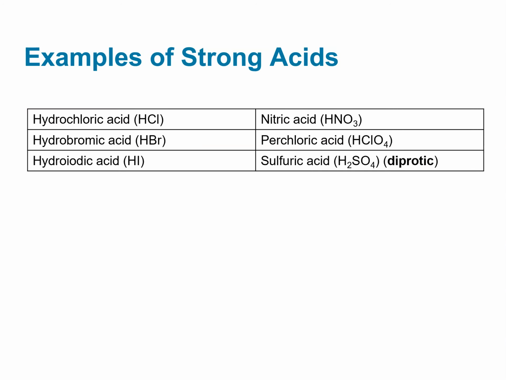Examples of strong acids that you should remember: hydrochloric acid, hydrobromic acid, hydroiodic acid, nitric acid, perchloric acid, and sulfuric acid. Now, sulfuric acid has 2 acidic protons. Only the first loss of proton is a strong acid. The second one is a weak acid, but it is a strong acid for its first hydrogen.